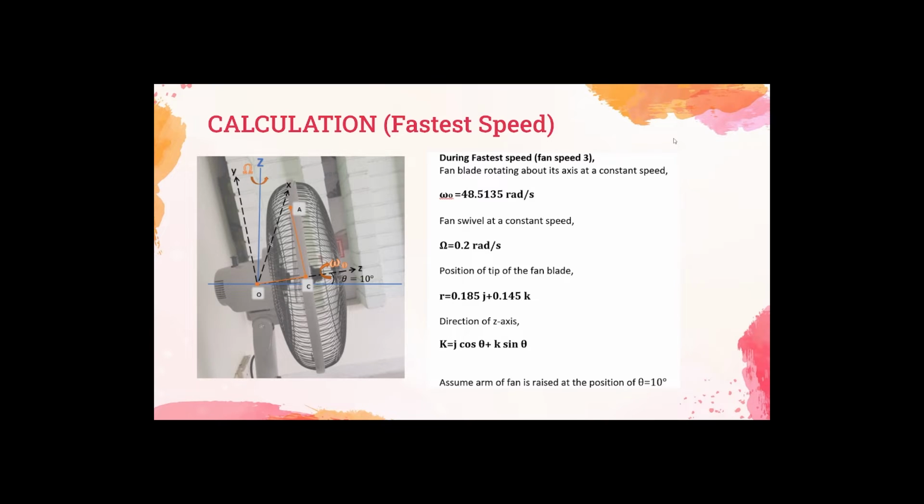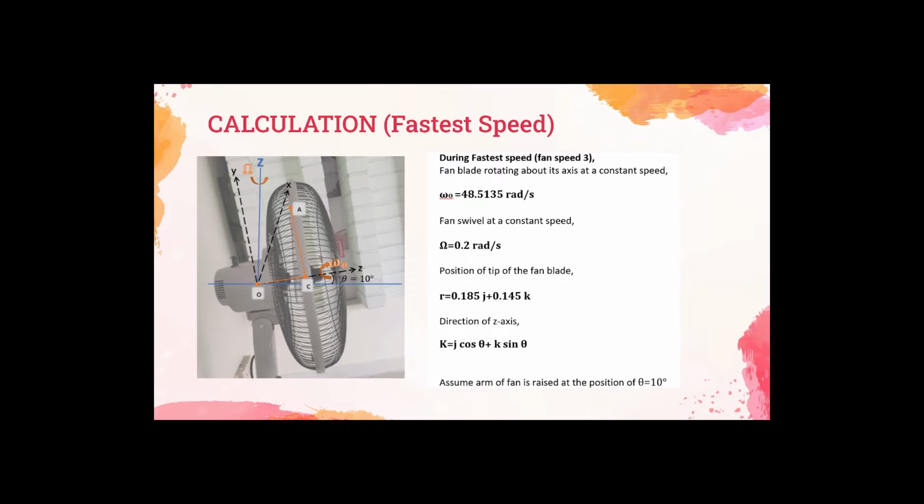So, moving on to my part, which is the calculation of the fastest speed of the fan, which is 3. The fan blade rotating on its axis at a constant speed is omega naught, 48.5135 rad per second. The fan swivels at a constant speed of omega equals 0.2 rad per second. The position of the tip of the fan blade and the direction of the z-axis, which are r and k respectively, will not be changed for this calculation because we have the same parameters except for the speed.